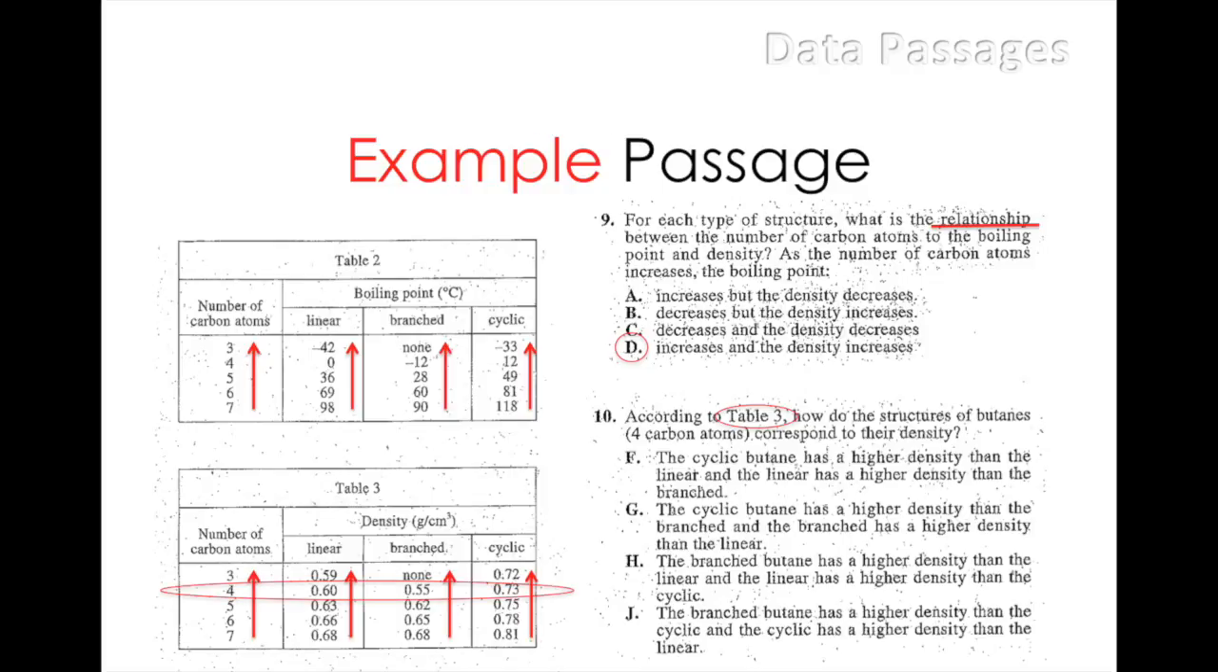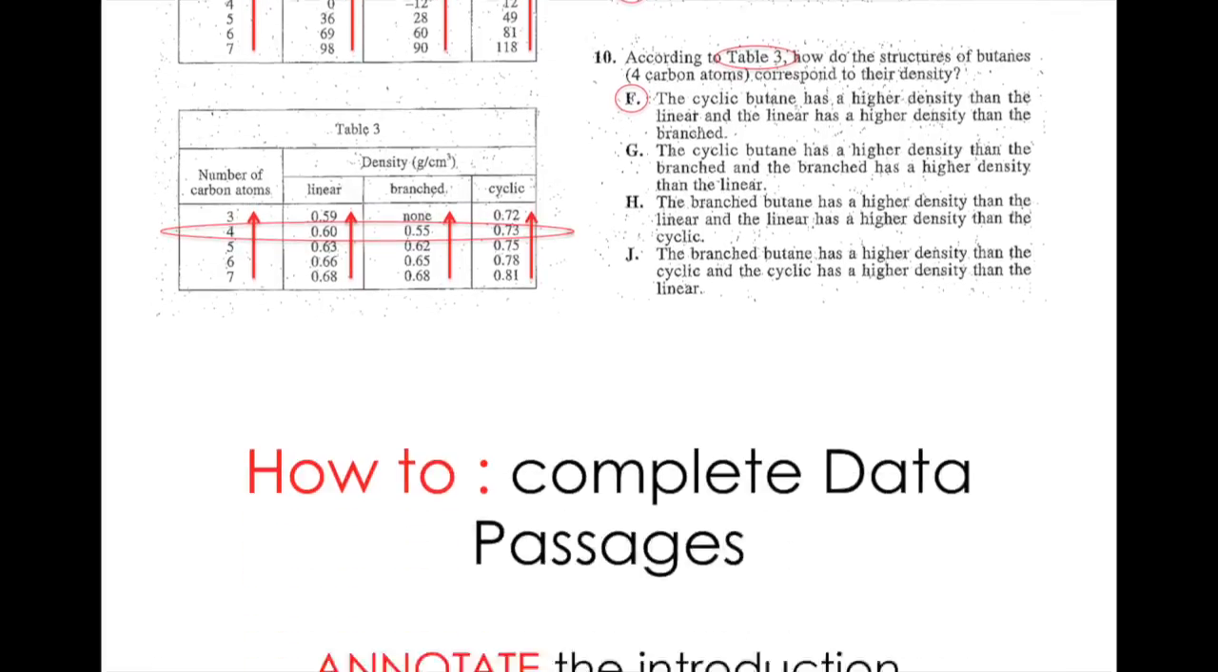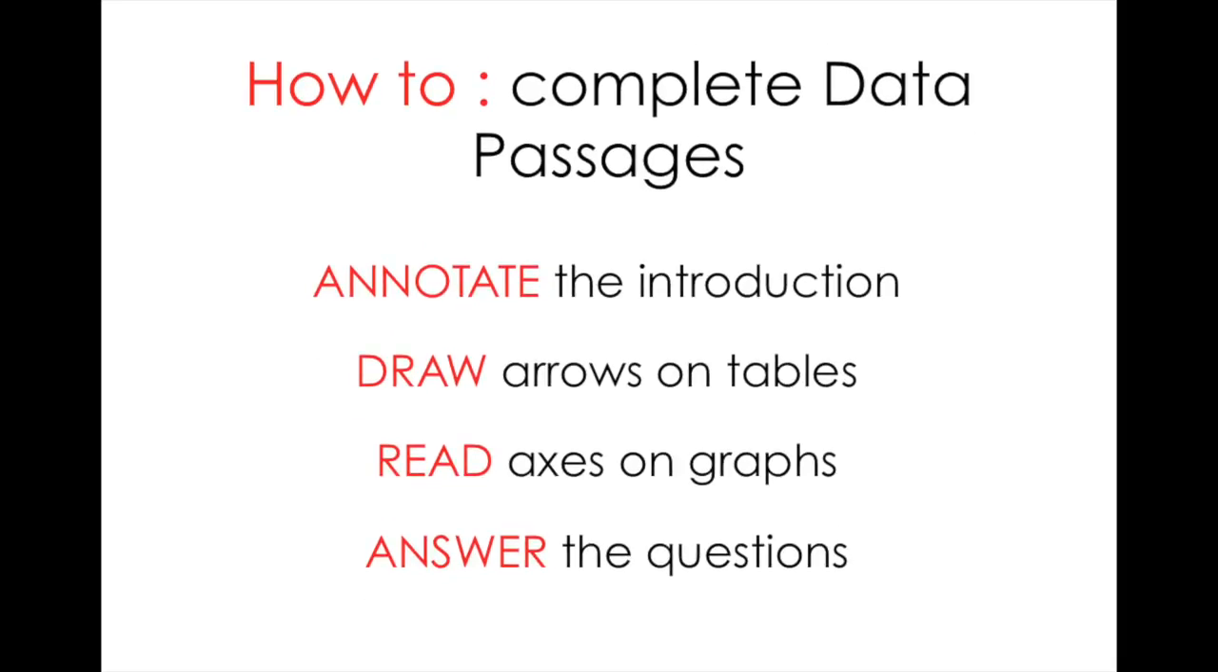From this point, it's just a matter of putting the hydrocarbons in the correct order, from greatest density to smallest density. Cyclic, linear, branched. The correct answer is F. So that was a quick overview of the basic strategies for completing the ACT Science data passages.